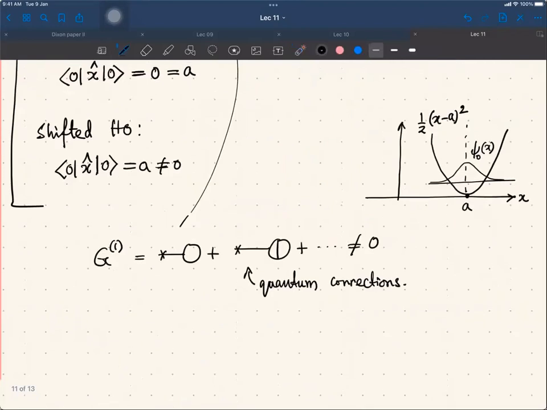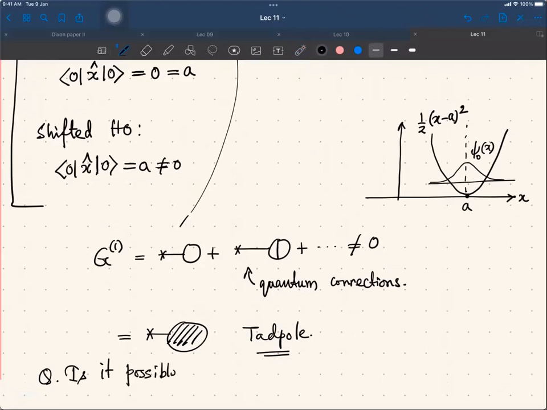Now all these diagrams you could write as this, where all these diagrams are appearing, and this is called a tadpole diagram. This is called a tadpole contribution. So the question is: is it possible to get rid of the tadpole? The answer is yes, and that is the procedure we will be describing in the next part.